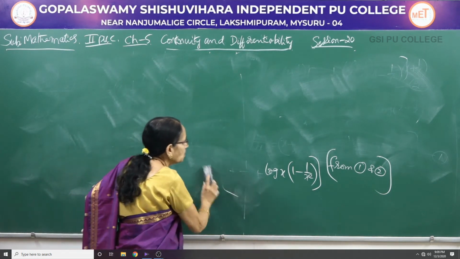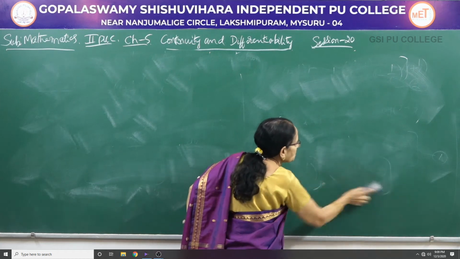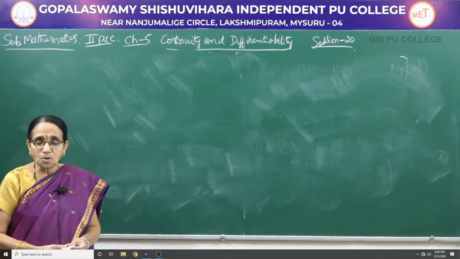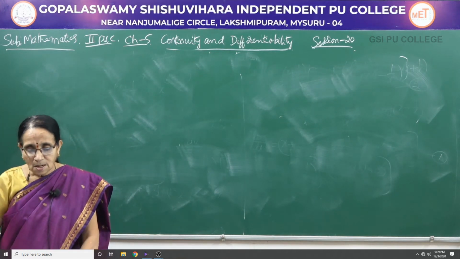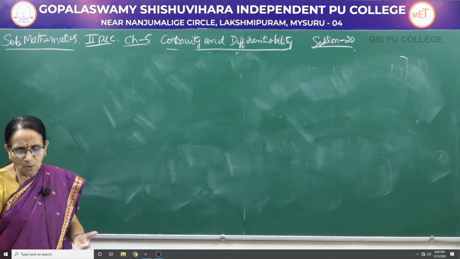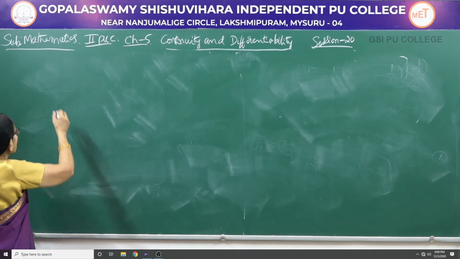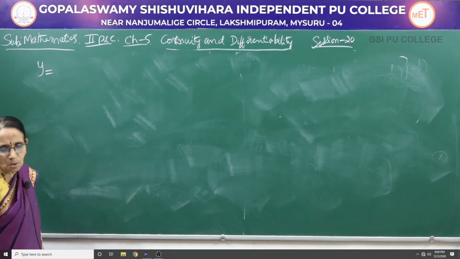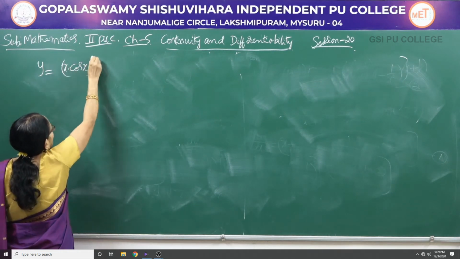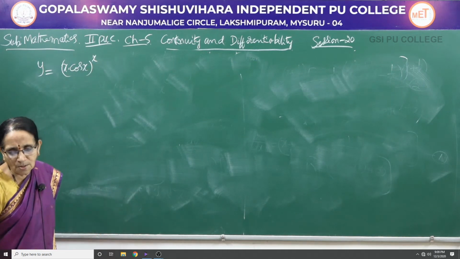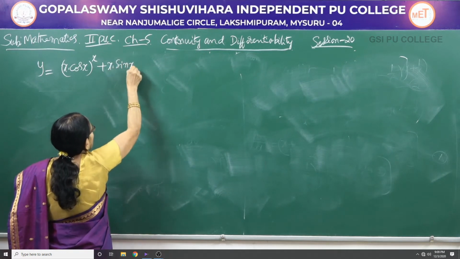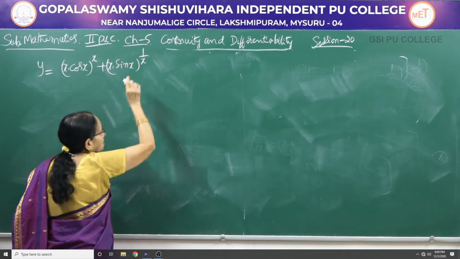Now, let me move on to another problem. In this one, we had the algebraic function x plus 1 by x to the power x and the reverse of that one. In the next problem, I am having the trigonometric functions. Let me consider the problem. y is equal to x into cos x whole to the power x plus x into sin x whole to the power 1 by x.